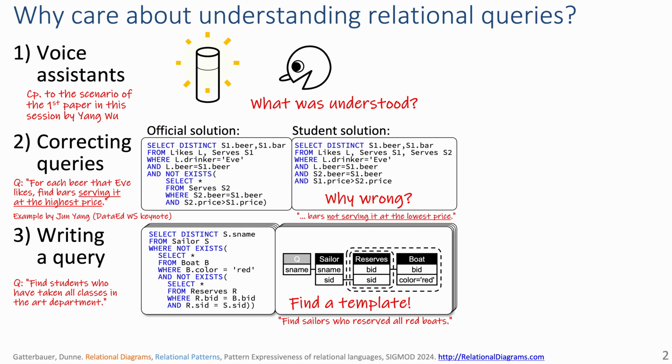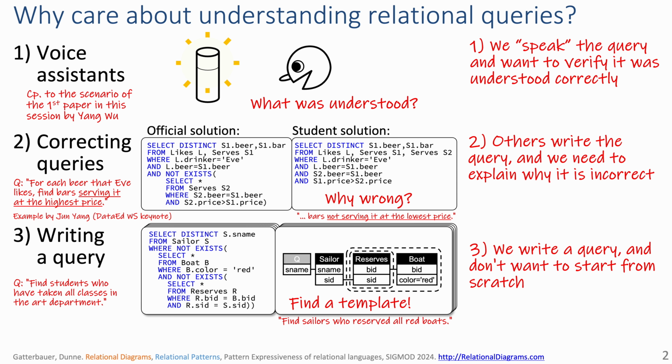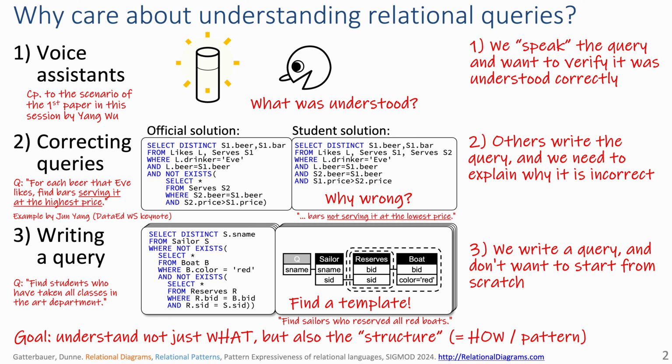So in all of the 3 examples, we could benefit from a service that helps us understand existing queries, whether we speak a query, or somebody else writes the query, or we write the query ourselves. What I'd like you to notice is that we do not just want to understand what the query does, but also how it does it. And with how, I don't mean the join order or query execution plan, but rather how the individual parts of a query expression relate to each other, how they together express the query's intent, the meaning of the query. And this is what we refer to as the relational pattern of a query.